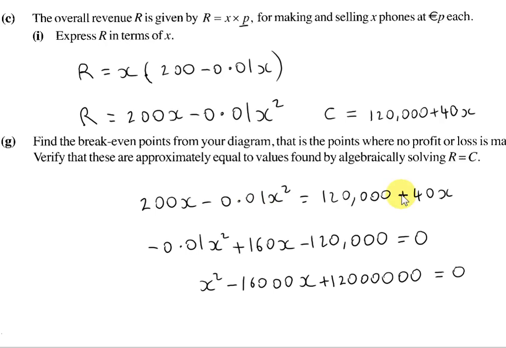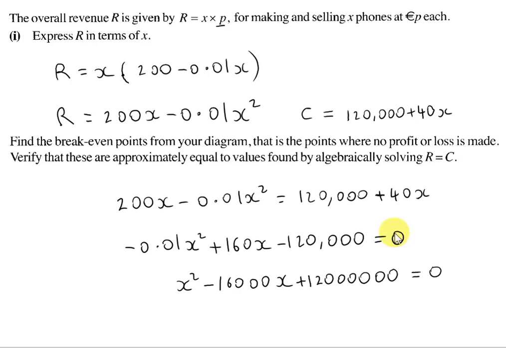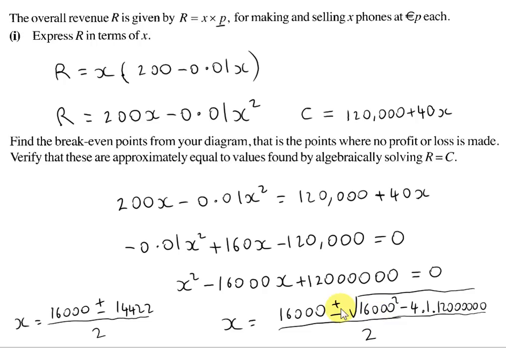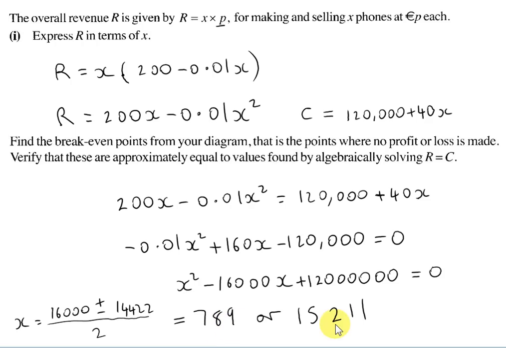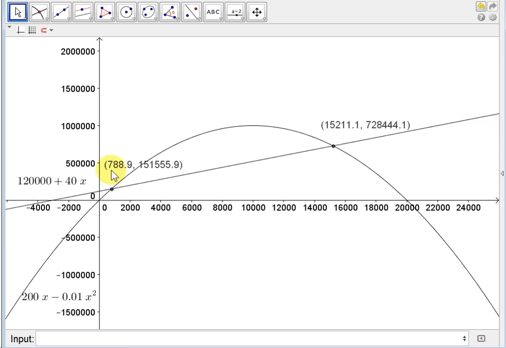So we're going to end up with a quadratic equation here. I've got it into standard form, with 0 on the right hand side. I've multiplied all of this by minus 100. You can try and factorize it, but I wouldn't bother. I just use the formula. If we plug in here and simplify down, we end up with this. We get two answers, 789 or 15,211. So that's what we have in the picture here. The x value here is 788.9, well, that's 789. This value here is 15,211.